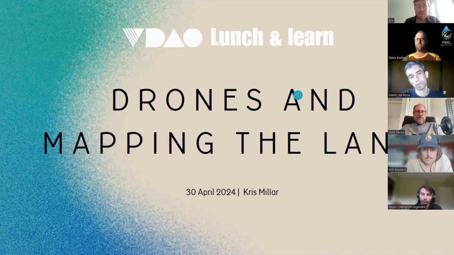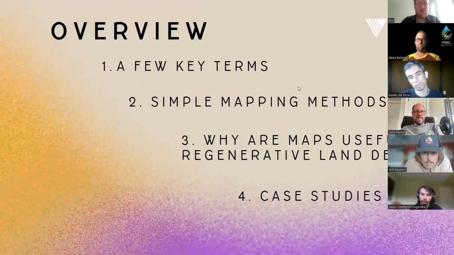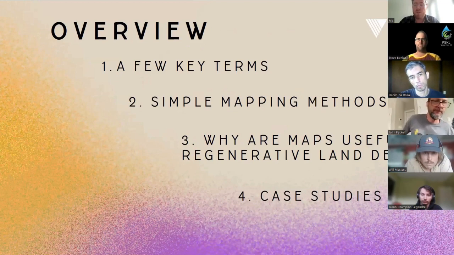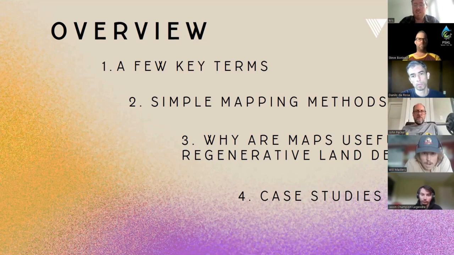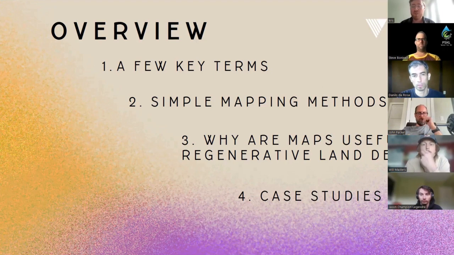So let me just give a brief overview of what we'll be covering today. We'll start off with a brief overview of a few key terms that relate to mapping. Then we'll look at simple mapping methods, starting off with traditional methods and then thinking a bit more about drones. And then we'll have a think about why maps are useful in regenerative land design. And finally, I'll share a few case studies from maps that I made with drones on regenerative properties in Scotland.